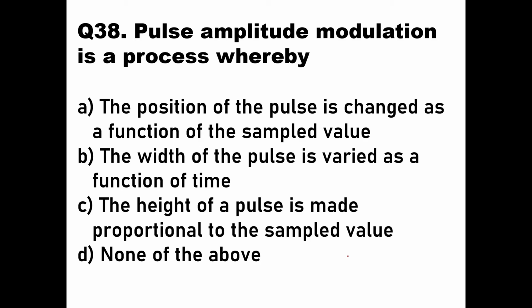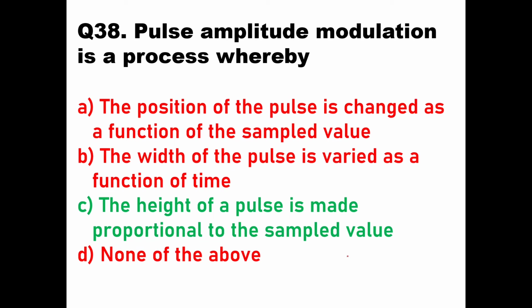Now, this is what happens in pulse amplitude modulation, where the amplitude of the pulse is varied according to the instantaneous value of the information signal. So option C. It is not position, it is not width, it is the amplitude, the height of a pulse which is made proportional.